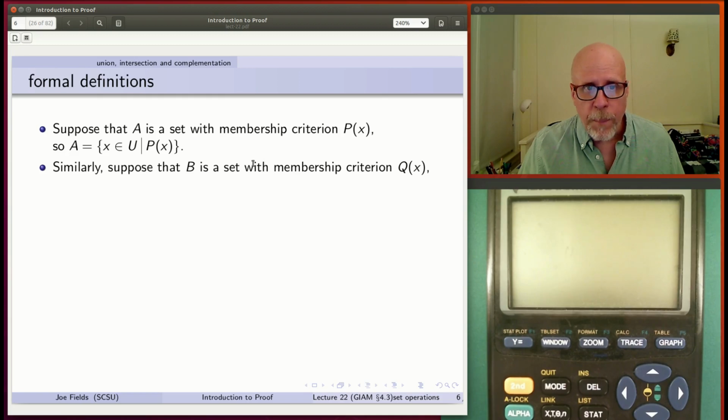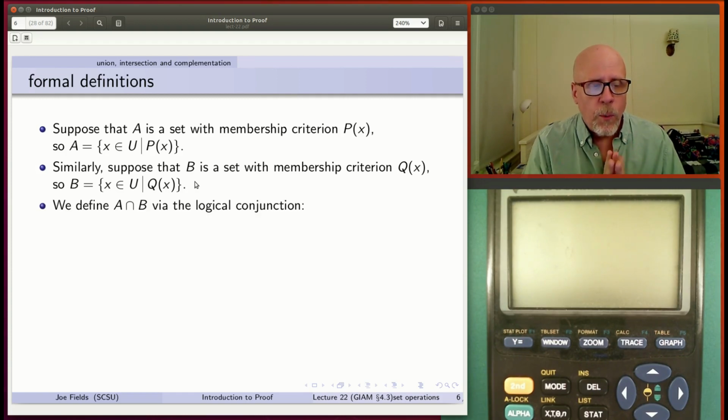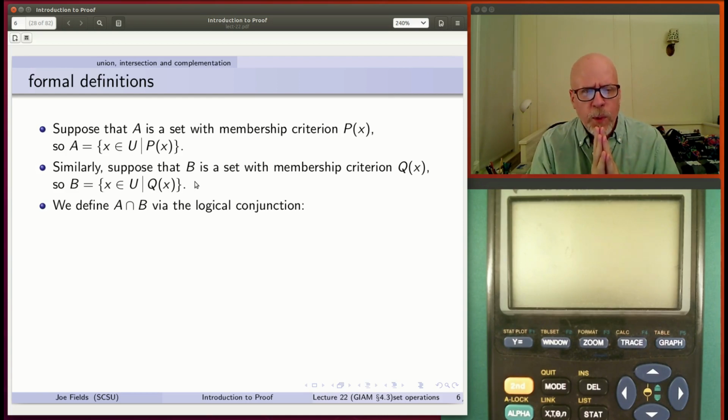Similarly, suppose we got a set B and its membership criterion is Q of X, and so B is the elements of our universe where Q of X is true. Good. Okay, so the way we define intersection, I should have pointed this out before. I apologize. The symbol for union really looks like the letter U, doesn't it? The symbol for intersection looks a little bit like a lowercase n, but it's missing that little serif on the left side. And N is the second letter in intersection, so maybe the U is the one to remember. But I sometimes see those and go, oh, intersection.